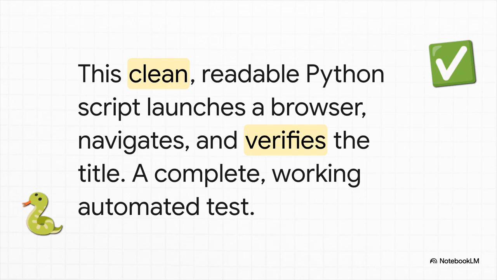We use page.goto to head to a URL. And here's the most important part, the taste test, the assert line. We're just checking to make sure the word Playwright is in the page's title. If it is, the test passes. Then we close the browser. That's it, a complete, professional, working, automated test.